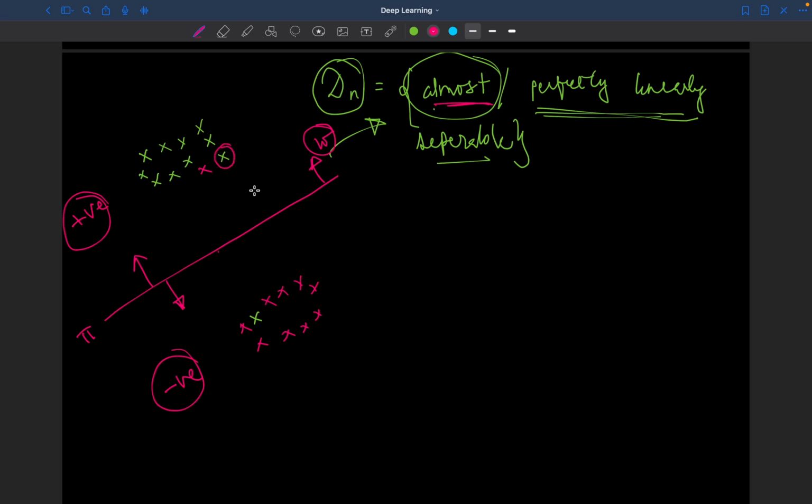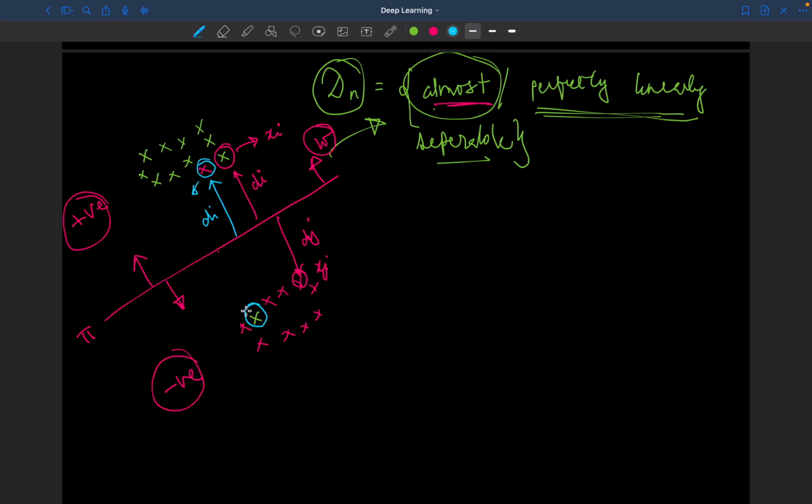Case 1: the point is positive and the distance is also positive. Let's say the point is xi and the distance is di. Second case: the point is negative and the distance is negative as well. Let's say the point is xj and the distance is dj. Third: the point is actually negative but it lies on the positive side, hence the distance is positive and the point is negative.